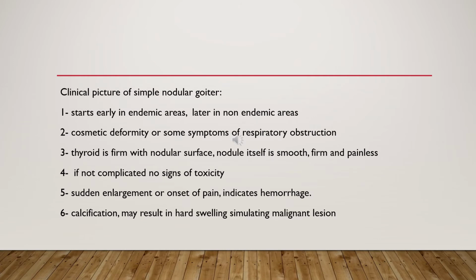Clinical picture of simple nodular goiter: it starts early in endemic areas, later in non-endemic areas. There is cosmetic deformity or some symptoms of respiratory obstruction. The thyroid is firm with a nodular surface. The nodule itself is smooth, firm, and painless. If not complicated, no signs of toxicity. Sudden enlargement or onset of pain indicates hemorrhage. Calcification may result in hard swelling simulating a malignant lesion.